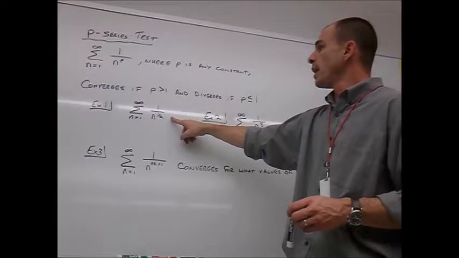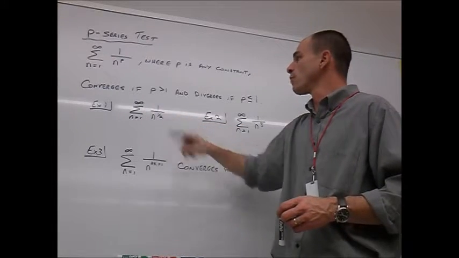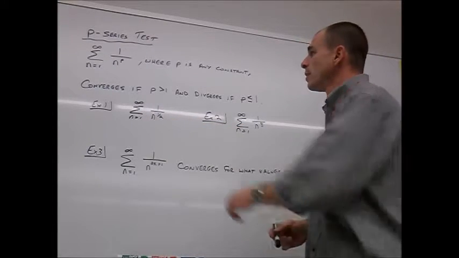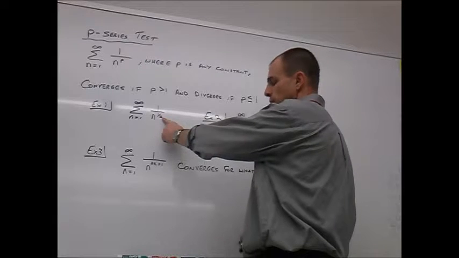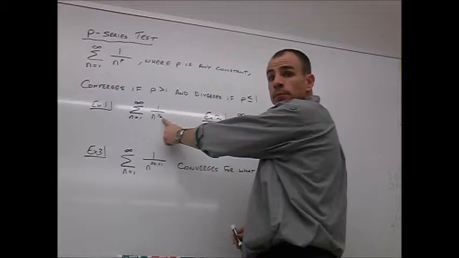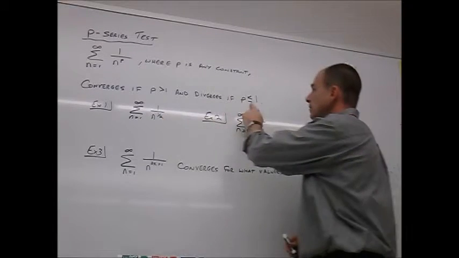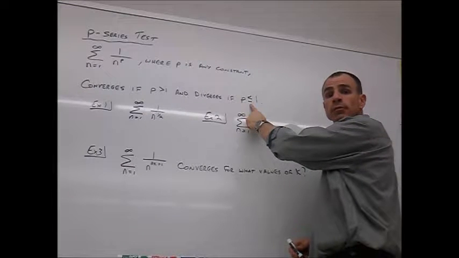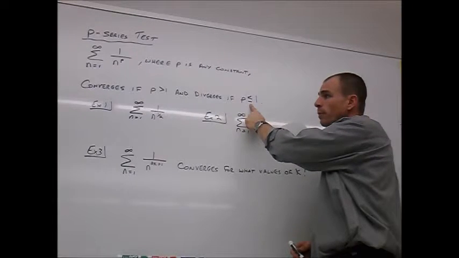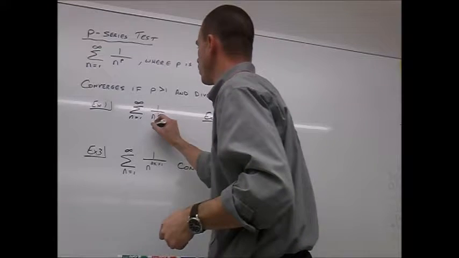There we go. N goes from 1 to infinity. It's 1 over n to the 1/2 power. All right, so P is equal to that 1/2 right there. Pretty sure that's less than or equal to 1. Yes, would you agree? Cool. So we know that this will diverge.